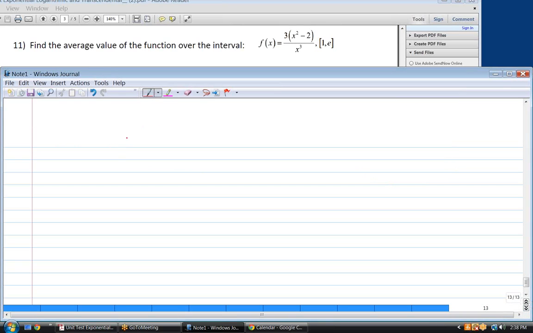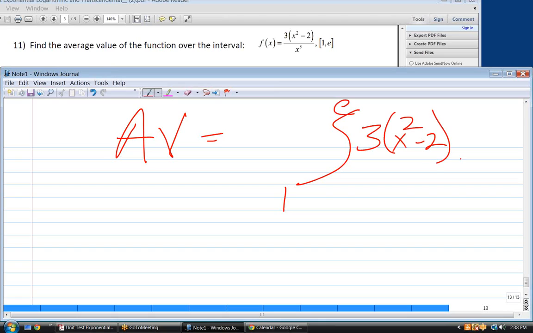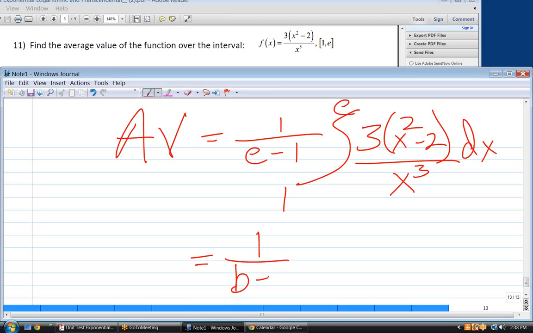So what's the general formula for average value? The average value is one endpoint minus the other endpoint, right? Well, it's going to be the integral of the function from 1 to e. But that's the total area under the curve. It's not really what they want. They want the average value, so we have to multiply that by 1 over e minus 1. In other words, 1 over b minus a. The general formula for average value is 1 over b minus a times the integral from a to b of your function.